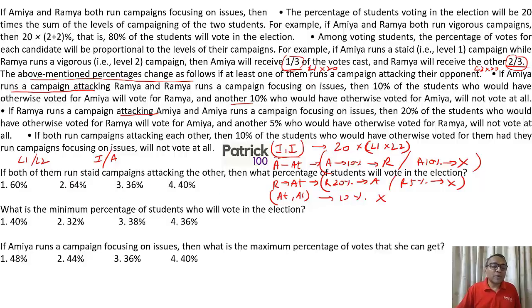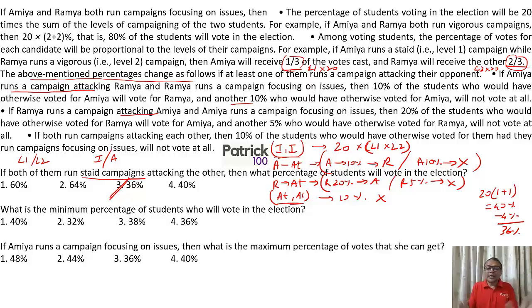Now, if both of them run a stately campaign, means level 1 campaign, the total vote will be 20 into 1 plus 1. Because each will be level 1 campaign, 1 plus 1, 2, 40%. And what percent of students will vote in the election? So both of them run a stately campaign attacking the other. Attacking the other means the last case, in which case 10% will not vote. So 10% of 40 will not vote, it means 4% will not vote. So what is left is 36%. You will directly get 36%.